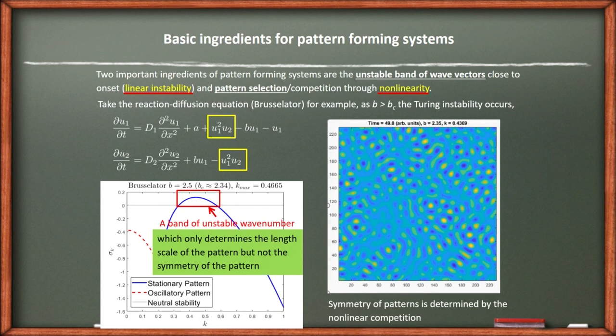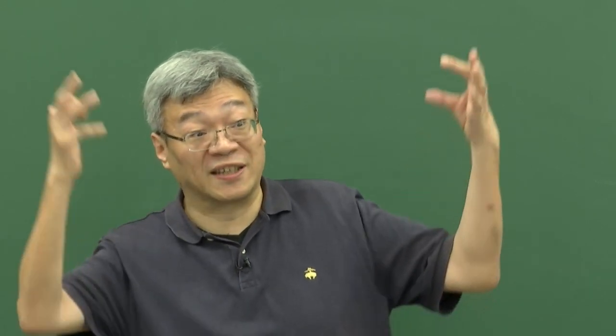And the reason is that for those two species, U1 and U2, they have different diffusive lengths, and they are going to compete. And that competition will set a specific preferred wave number for the system. Yeah, that's the growth rate. So if you create some disturbance of the concentration in the system, you are expecting whether that disturbance is going to grow exponentially over time. So that rate is sigma k.